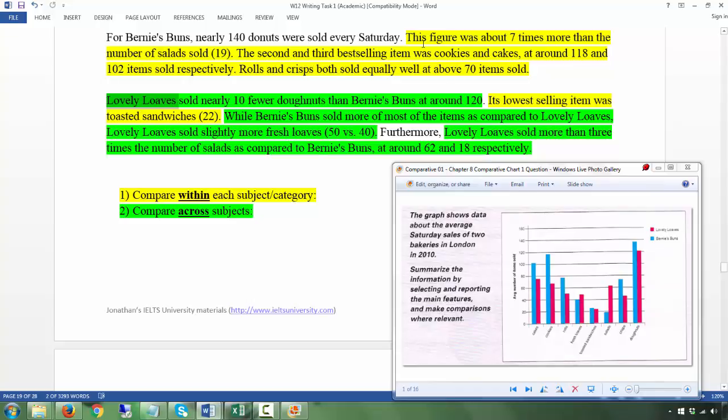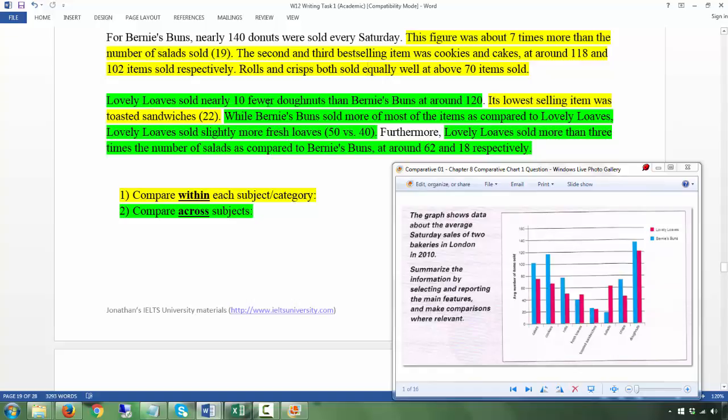But I talked about the first, I talked about the last, I compared how many times, I talked about the second and third, and I mentioned at 118 and 102 respectively, and I talked about similar, sold equally well. You see, all these are comparative terms, at above 70 items. So I talk about first, I talk about last, I talk about similar, and I could talk about differences.